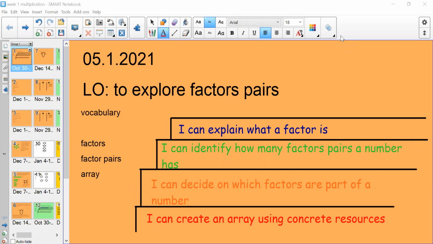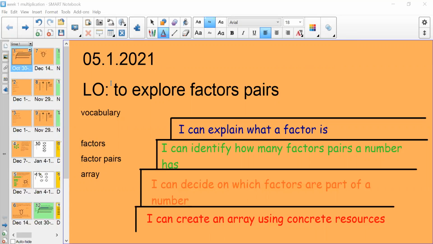Okay, today's learning objective is to explore factor pairs. We have never done factor pairs before, so this is something brand new, but I think that you will be okay with it. So to meet the learning objective, the following steps are: I can create an array using concrete resources. I can decide on which factors are part of a number. I can identify how many factor pairs a number has, and I can explain what a factor is.